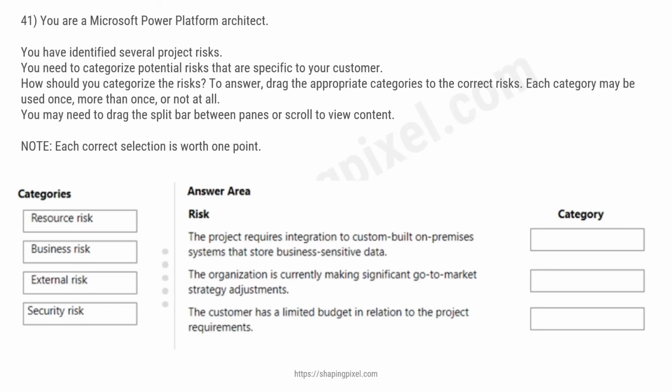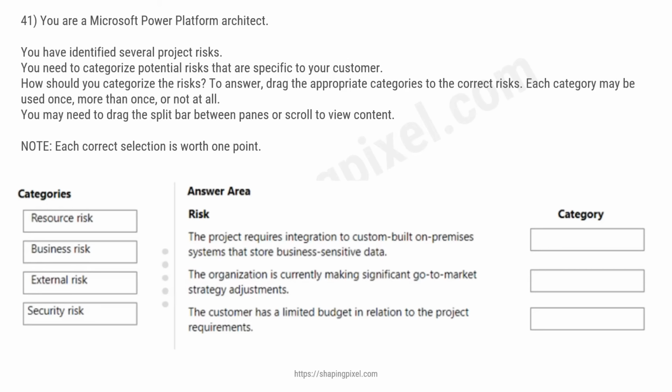Question number 41. You are a Microsoft Power Platform architect. You have identified several project risks. You need to categorize potential risks that are specified to your customer. How should you categorize the risks? To answer, drag the appropriate categories to the correct risks. Each category may be used once, more than once, or not at all. You may need to drag the split bar between panes or scroll to view content. So each correct selection is worth 1 point. So the categories we have: resource risk, business risk, external risk, and security risk.